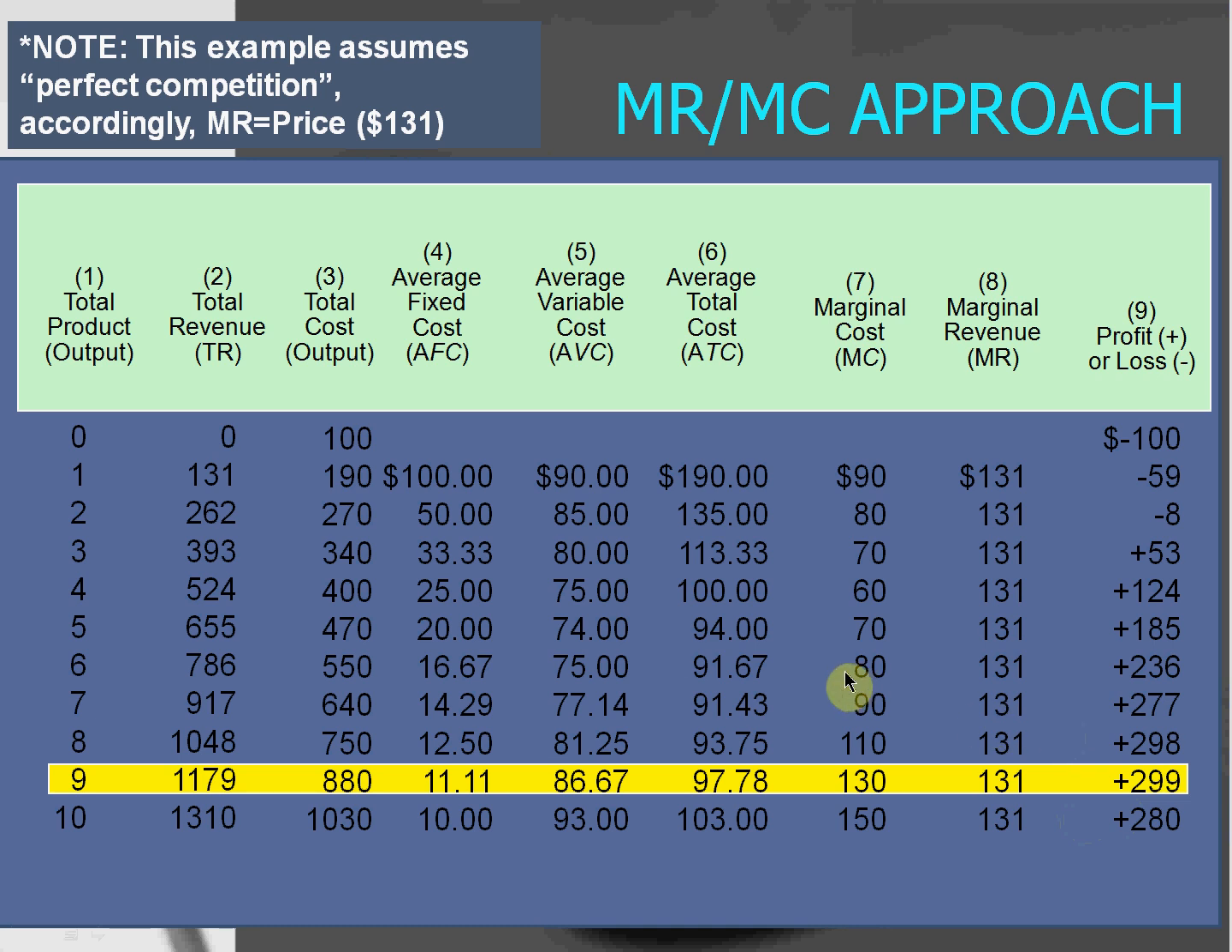Please note that this example here is going to assume perfect competition, meaning that the marginal revenue will stay the same at every level. Perfect competition is not the market structure that you will have to adhere to in your task.